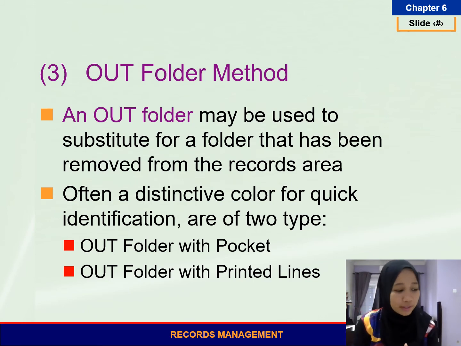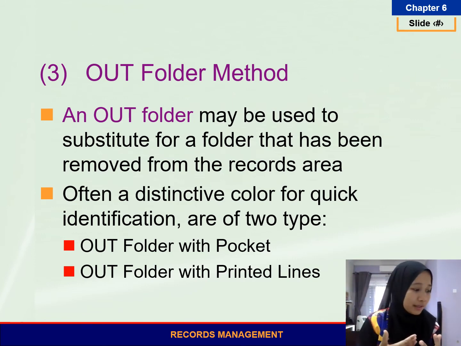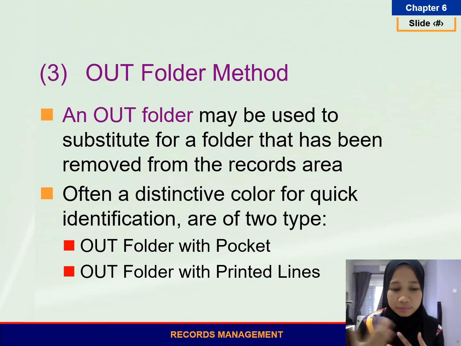Kalau out folder with pocket ni, ada folder yang ada pocket yang kita boleh masukkan requisition sheet, sama macam outguide method tadi, tapi ni dalam bentuk folder. Okay, so kita boleh masukkan information tu dalam pocket dia, ataupun out folder with printed line. Okay, out folder with printed line, which is folder tu kita kena fill up the information pasal record yang telah dikeluarkan tu.